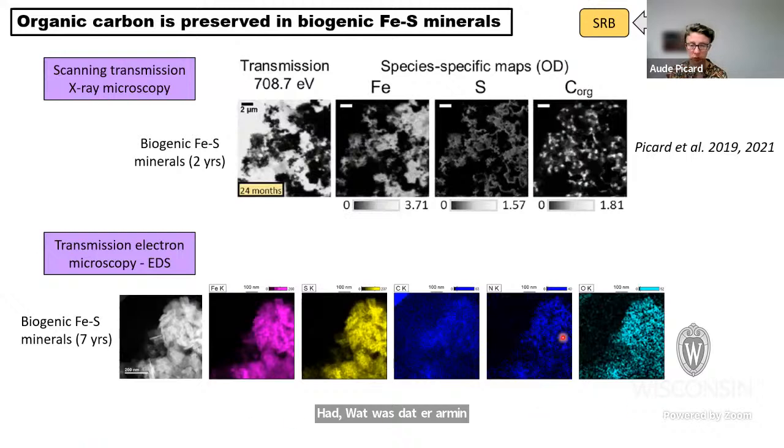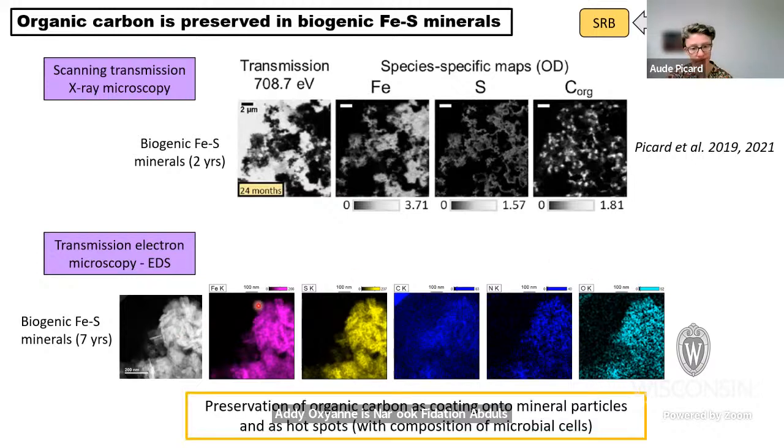Looking at even older samples, we don't have that kind of resolution for the carbon distribution, but carbon is still there. Carbon, nitrogen, and oxygen. Here we know from spectroscopy that the oxygen is not oxidation of those minerals, it's basically oxygen from functional groups. So we have a preservation of organic carbon as a coating and as hotspots, which has the spectroscopic composition of microbial cells.